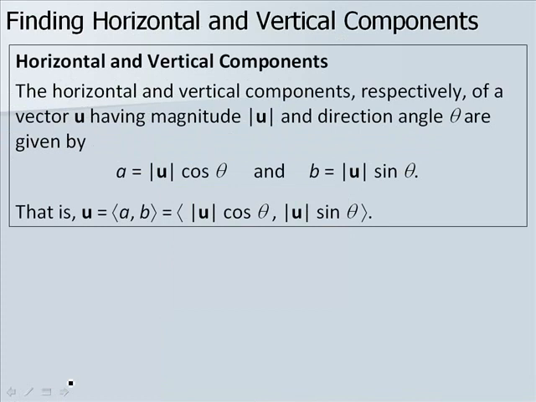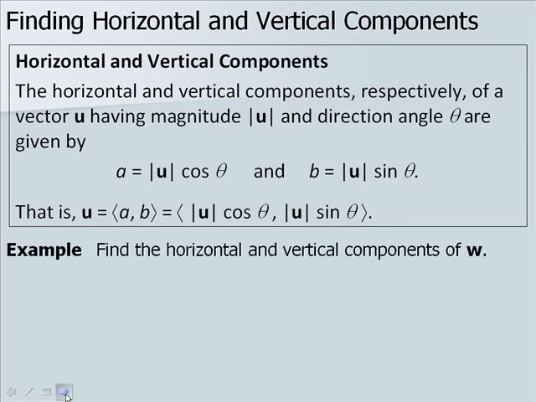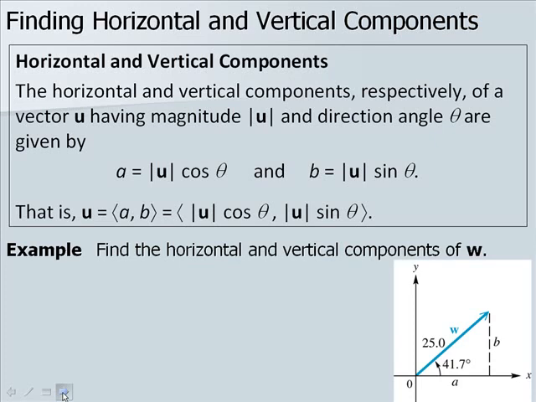The horizontal and vertical components, respectively, of a vector u having magnitude absolute value u and direction angle of theta are given by a equals the magnitude of u times the cosine of our direction angle, and b equals the magnitude of u times the sine of our direction angle. For example, let's find the horizontal and vertical components of w in the following figure. We see that the magnitude of w is 25.0 and our direction angle is 41.7 degrees.